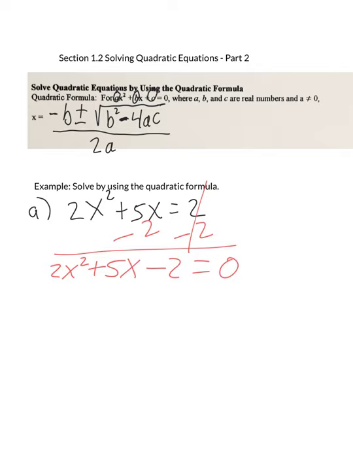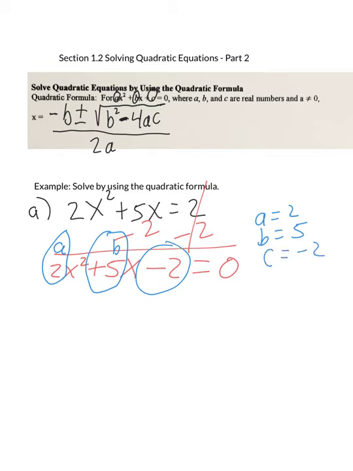Once it's in standard form, then you can identify a, b, and c. So a is the number times x squared, which is 2. B is the number times x, which is a positive 5. You scoop up the sign with it. C, the number by itself without the letter, is negative 2. So now let's go ahead and plug in to that quadratic formula listed at the top of the screen.